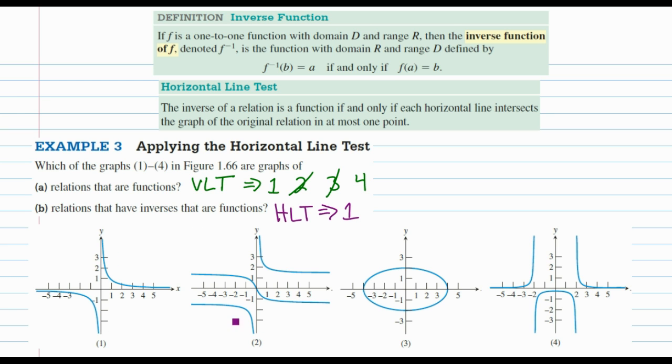Number 2 was not a function. Let's see if its inverse will be. All these horizontal lines that I'm drawing, yep, they will only pass through the graph once. So number 2, its inverse will be a function. Number 3 will not, though. I can draw a horizontal line that's going to pass through that twice. So number 3 is a no. Number 4, also a no. So the two relations whose inverses will be functions are numbers 1 and 2.